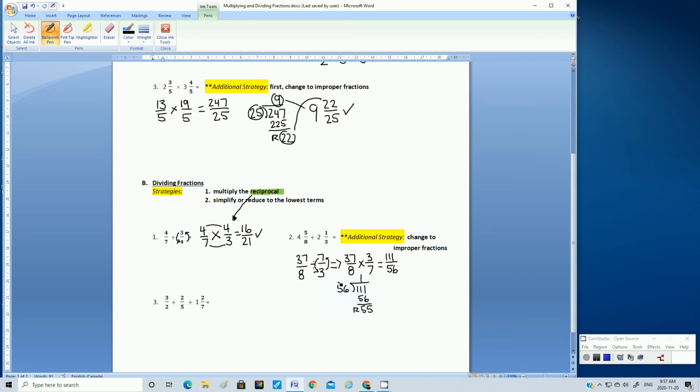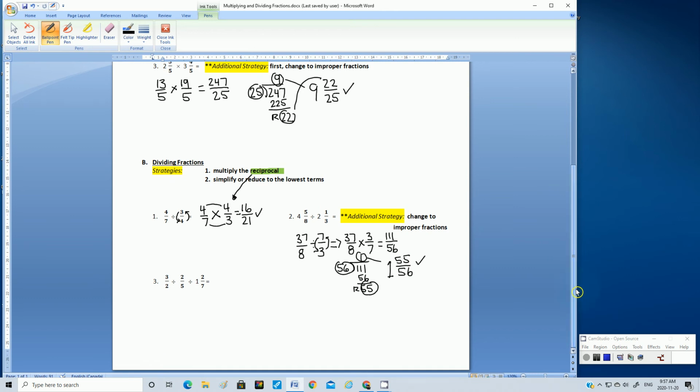So remember what these three numbers mean, right? When we construct our mixed number, the whole number goes here. The remainder is the numerator. And this number over here is the denominator. Okay? So we end up with a fraction of 1 and 55 over 56. Is there any way to reduce 55 and 56? I don't think so. Okay? So that is our final answer.